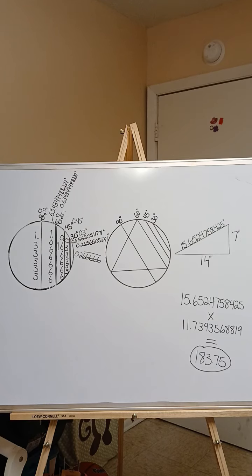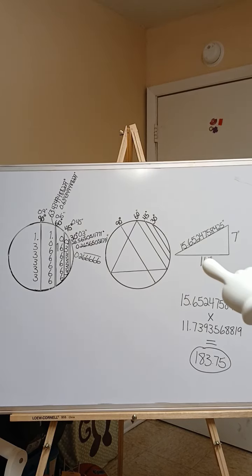Put in square root parenthesis 1.06 repeating times 183.75. Did you get 14? Awesome. Now do it again with the confirm the diameter. Square root parenthesis 1.3 repeating times 183.75. What'd you get?